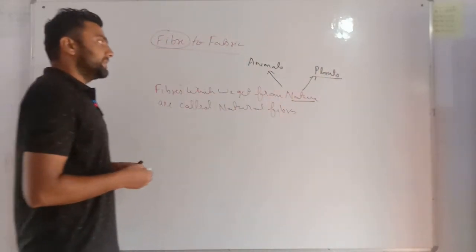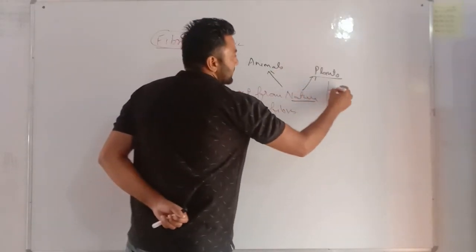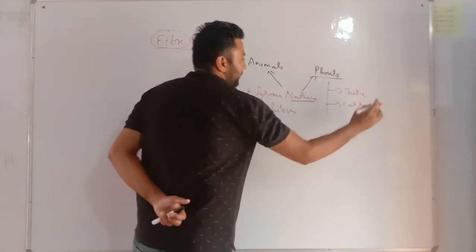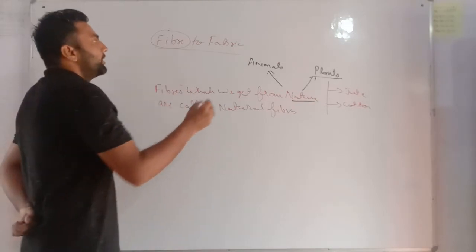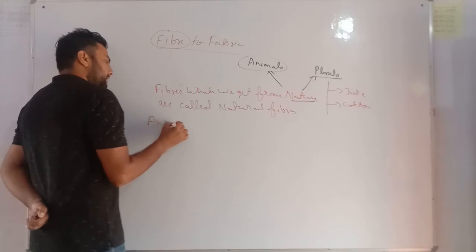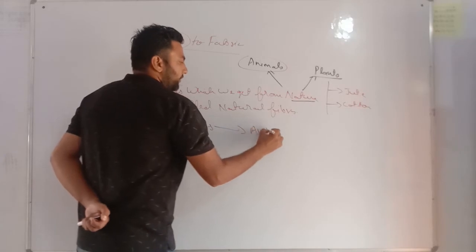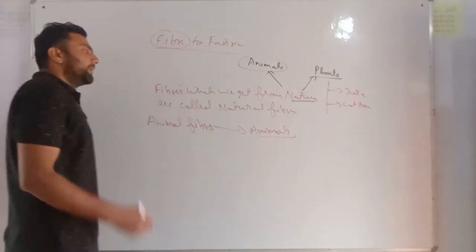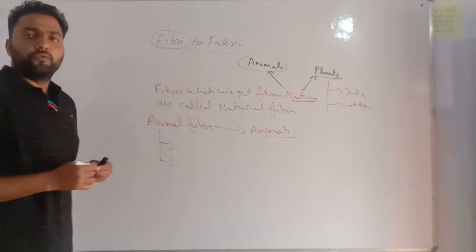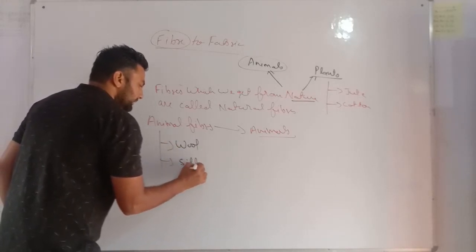Very important. In 6th standard, we studied plant fibers. They were natural fibers. Examples of plant fibers are jute and cotton. In this chapter, we will be studying animal fibers. So, what are animal fibers? Animal fibers are fibers which we get from animals. The most common animal fibers are wool and silk.